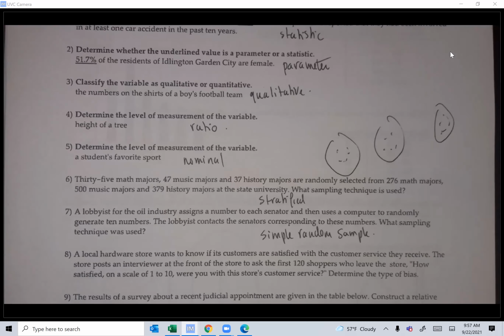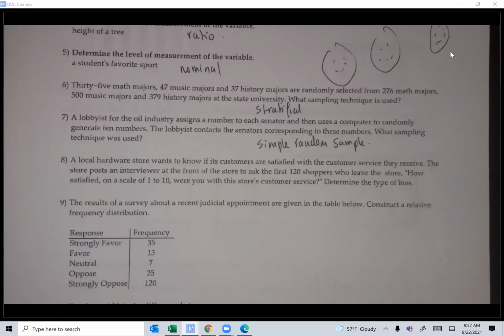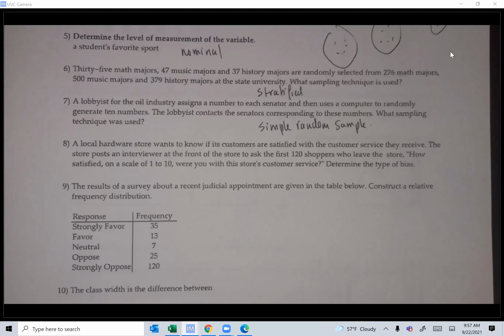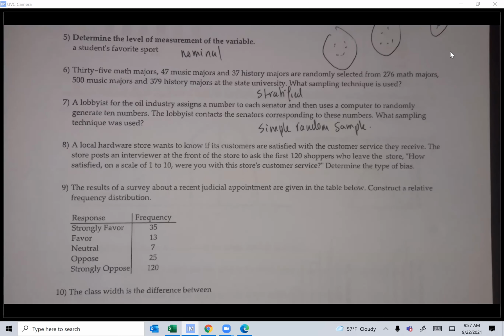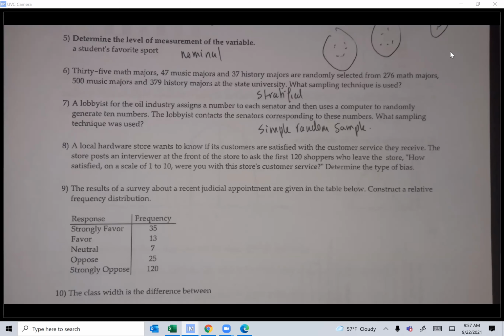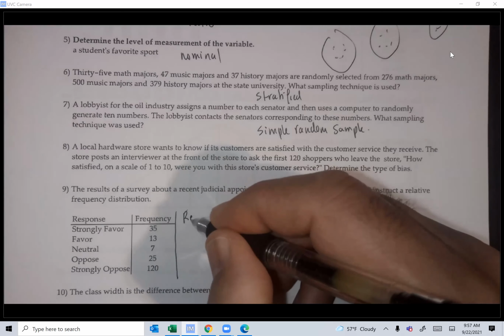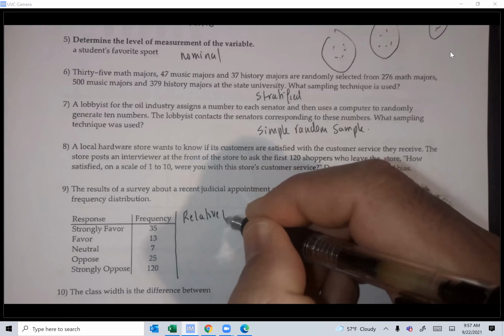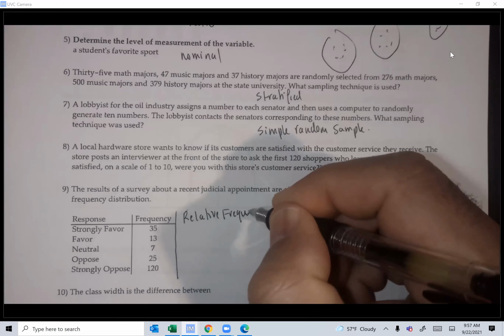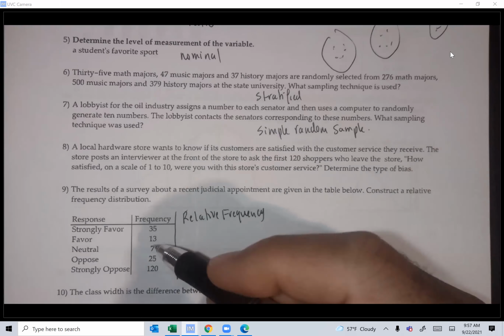Number 9. The results of a survey about recent judicial appointment are given in the table. Construct a relative frequency distribution. I mean, guys, that should be very easy. All I'm asking you is to add a new column and call it relative frequency. You just need the total first of all.